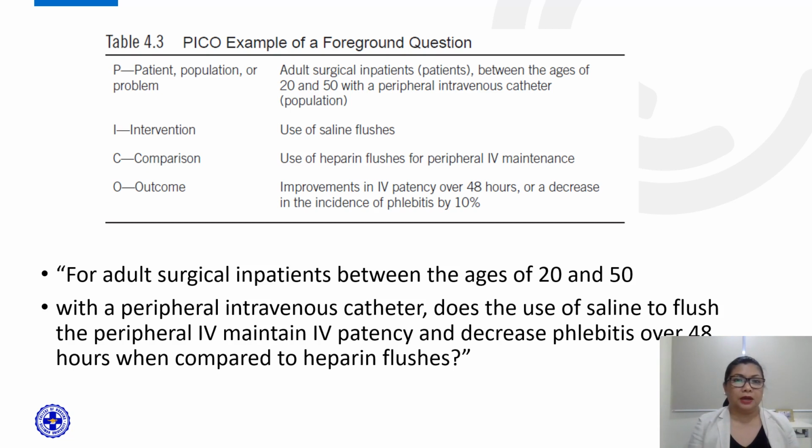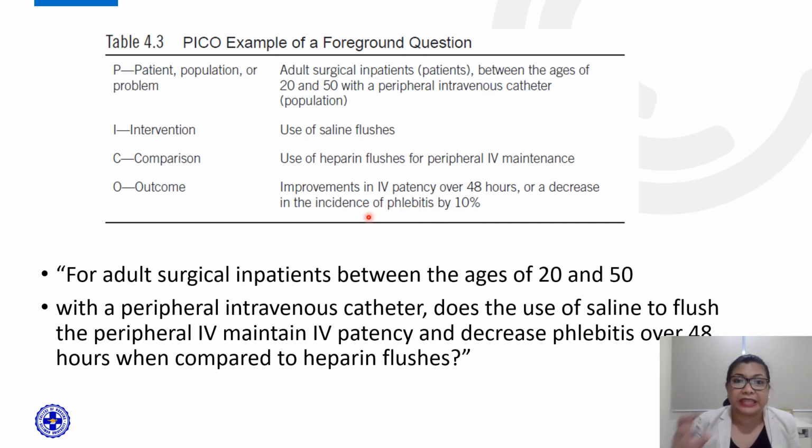So this is an example of a foreground question, okay, for using PICO. So the population here, you're looking at adult surgical patients between the ages of 20 and 50 with peripheral intravenous catheter. Okay, so this is your population or the patient, or it could be the problem as well. The I is the intervention. You're looking at saline flushes, okay? The comparison is the heparin flushes, saline versus heparin for your peripheral intravenous maintenance, okay? What is the outcome you want? You want to look at improvements in IV patency over 48 hours or a decrease in the incidence of phlebitis by 10%. Very, very specific outcome that you look.